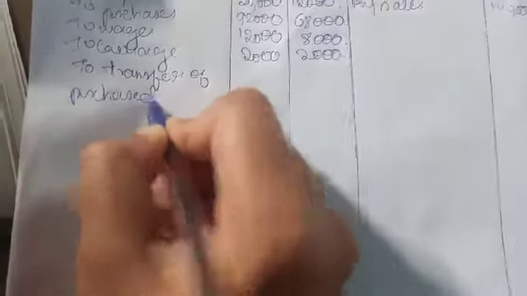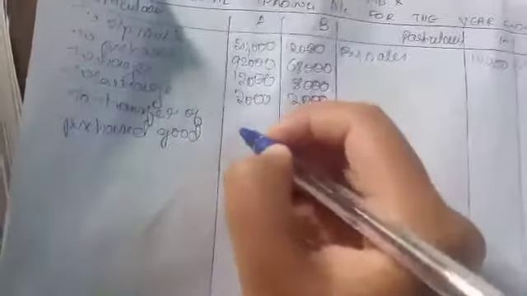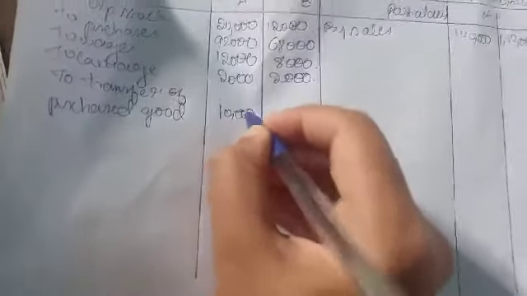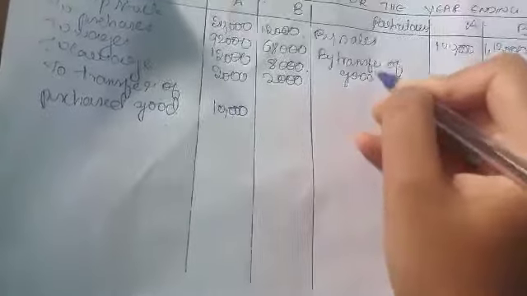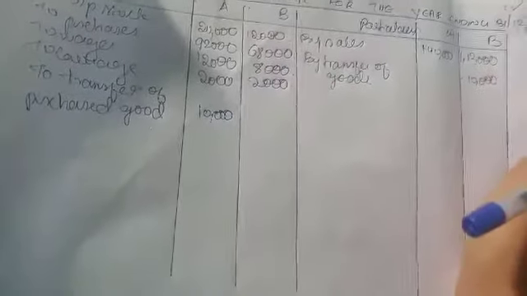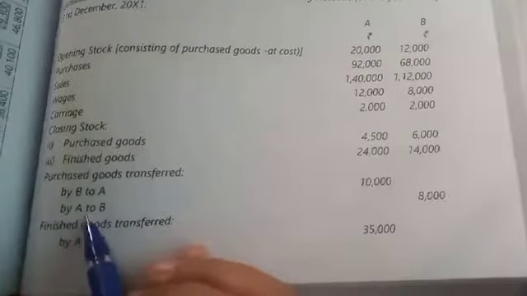To transfer of purchased goods, to whom it is going? A. To A it is going, 10,000. Next, by transfer of goods, from whom it is being sent, by whom it is sent? So B, write 10,000 here. That's all. Okay. Next, by A it is going, by A 8,000 is going to B.